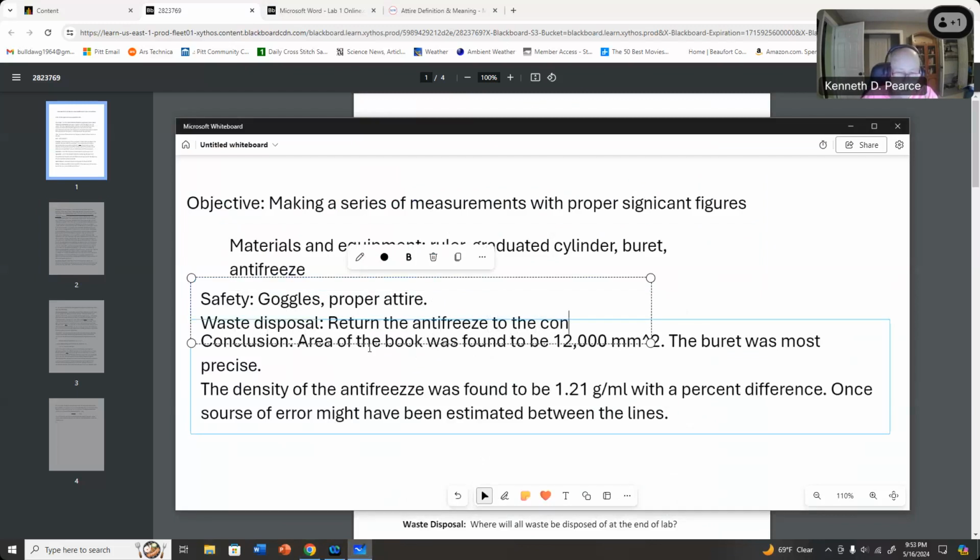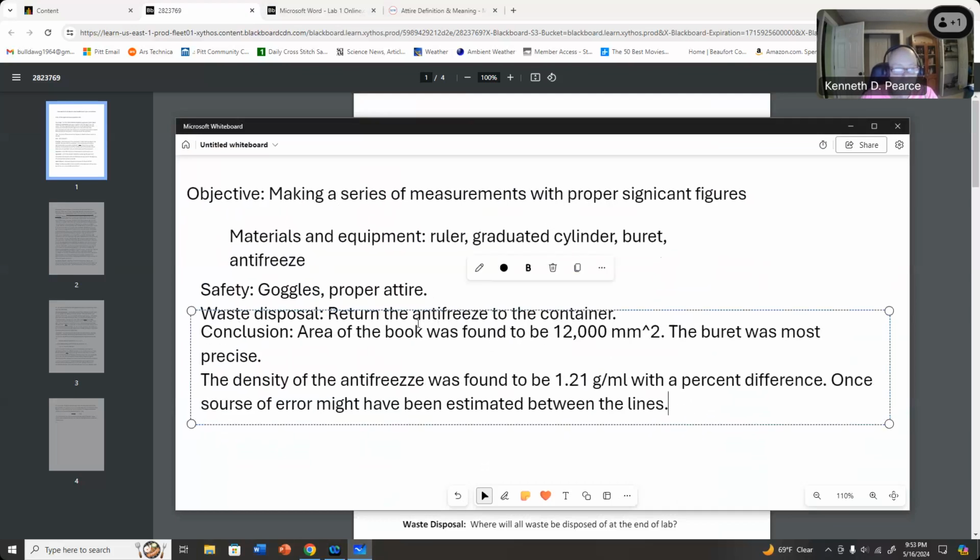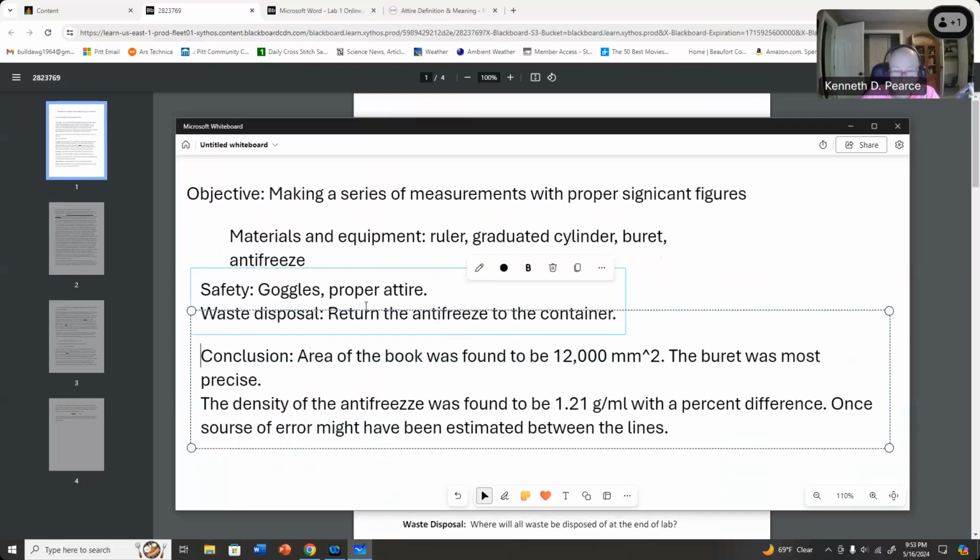Okay, now ordinarily we don't return chemicals back to the original container because of what? What do you think? Because it might contaminate, you know, it might contain... you don't know what was in most of this stuff. So conclusion, there you go.